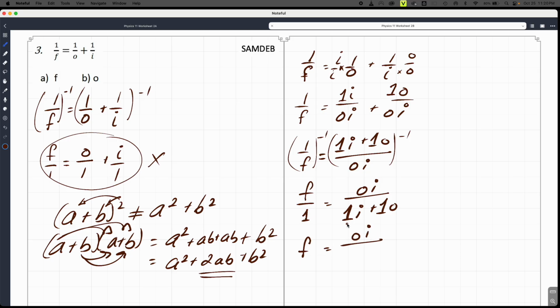And the 1 is not necessary. The coefficient 1 is not necessary. It's like saying you have 1 times 1 cat or something like that. So we can simply write I plus O. And that's our final answer: f equals OI over I plus O.